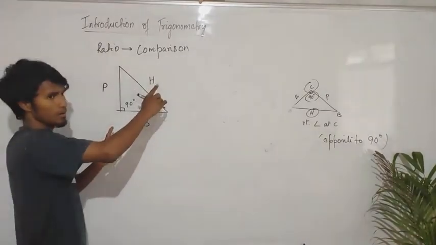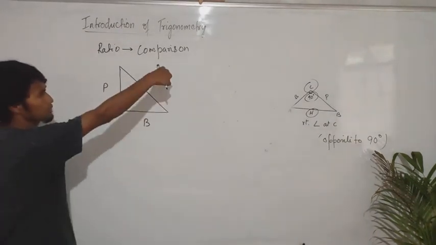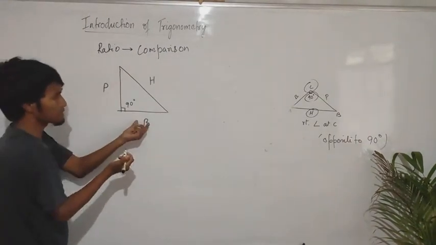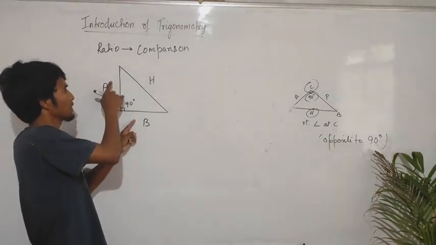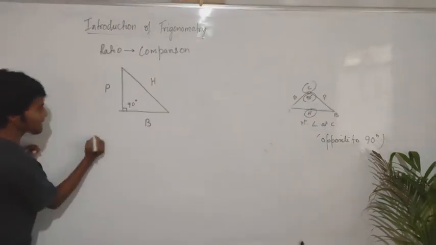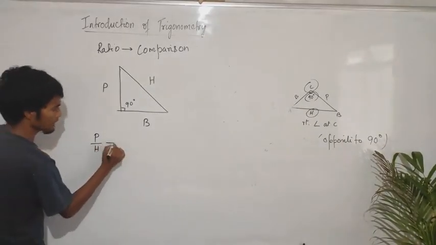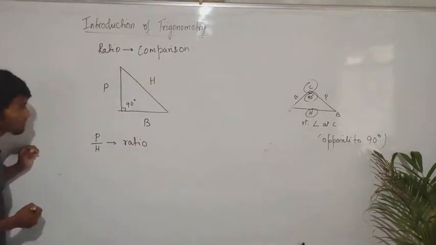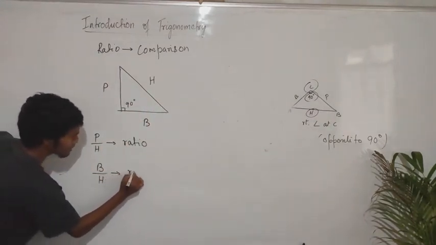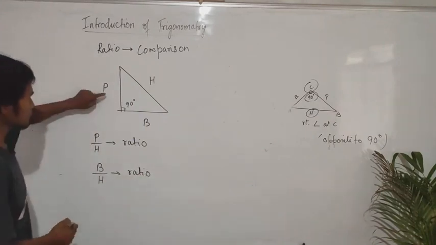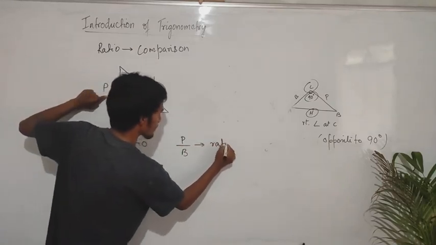Now this side has a relation with some angles. Okay, I will leave that first. And look, now how to write a ratio here? Compare this base and hypotenuse. We want to compare this one and this one. Then hypotenuse and perpendicular. Then perpendicular and base. A comparison. Like that: perpendicular by hypotenuse. Is this a ratio? Yes, this is a ratio. Then base by hypotenuse, this also is a ratio. And then perpendicular by base, this is also a ratio.